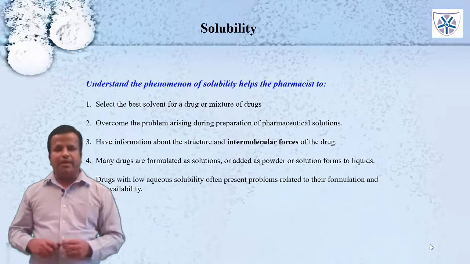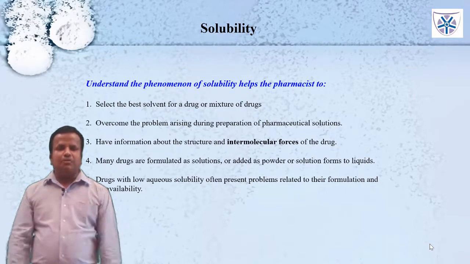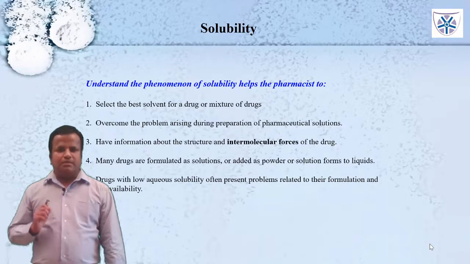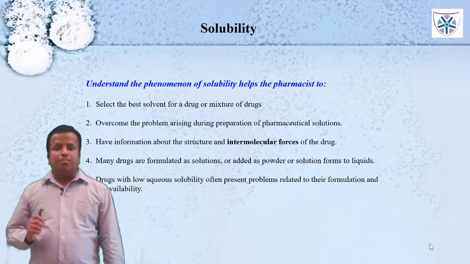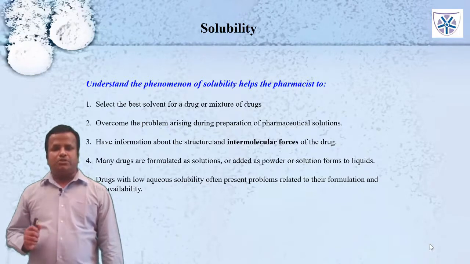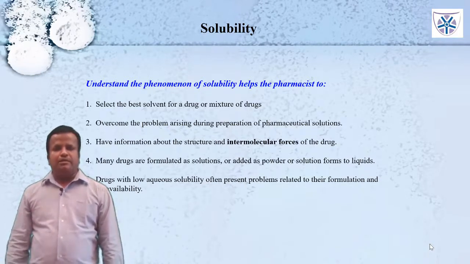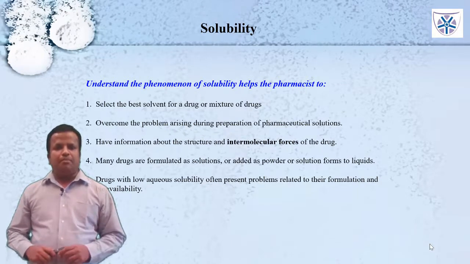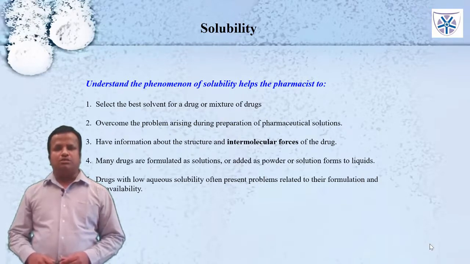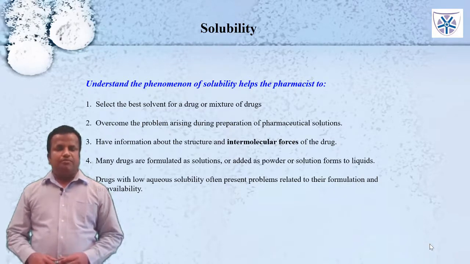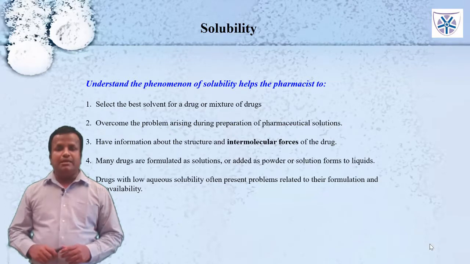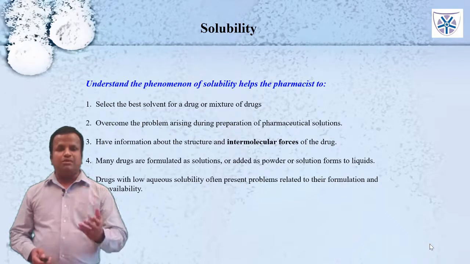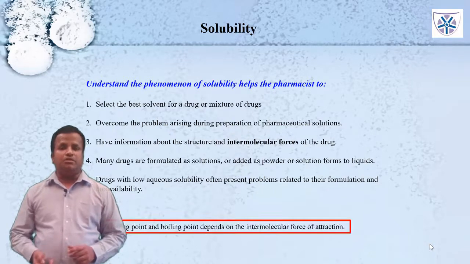I gave 5 different ways. The first one is to select the best solvent for your drug or mixture of drugs. The second is to overcome problems arising during preparation of pharmaceutical solutions. The third is to have information about the structure and intermolecular forces of the drug. The fourth is that many drugs are formulated as solutions or added as powder or solutions to liquids. The fifth is that drugs with low aqueous solubility often present problems related to their formulation and bioavailability. In order to understand these 5 points, we need to understand solubility.